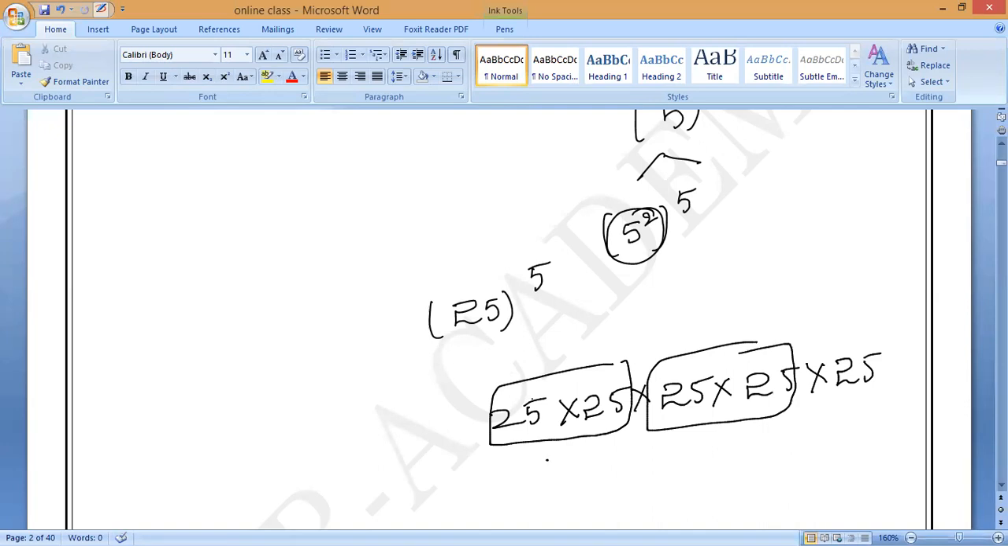If we don't know, apply the shortcut. 5 into 5 is 25. Remaining is the same. So 2 multiplied with the next digit. 2 after which number? 2 after 3. 2 into 3 is 6. So 25 square is 625. Do you understand this one?